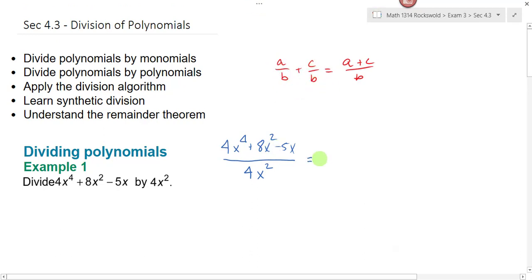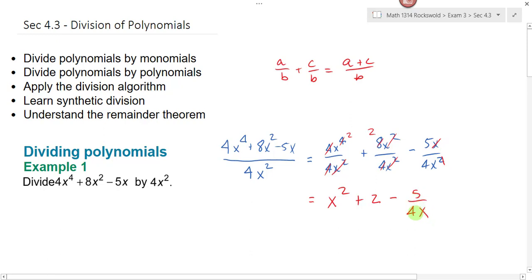So that allows me to write this division problem as 4x to the fourth over 4x squared plus 8x squared over 4x squared minus 5x over 4x squared. Now it's just a matter of reducing these fractions. 4 goes into 4, x squared goes into x to the fourth 2 times, and that's going to give me x squared. 4 goes into 8 2 times, and x squares divide each other out, so this is x squared plus 2 minus, and here this x will cancel with one of these x's leaving me 5 over 4x. And that's how we would simplify that division.